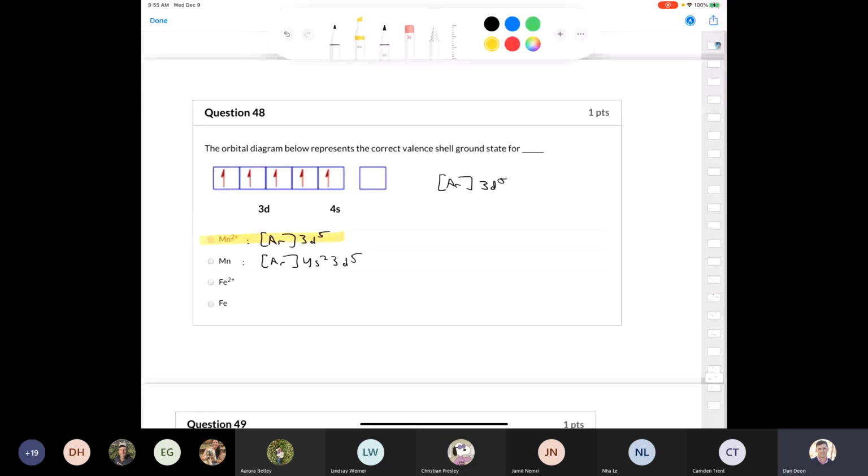Let's see what's wrong with the iron and the iron 2+. Iron is element number 26. If I look at the electron config of iron, it's argon 4s2 3d6, like this. If I lose 2 electrons, I end up with argon 3d6 according to the first in, first out rule. And so the answer for having just the 5 3d electrons would be the manganese 2+ cation.